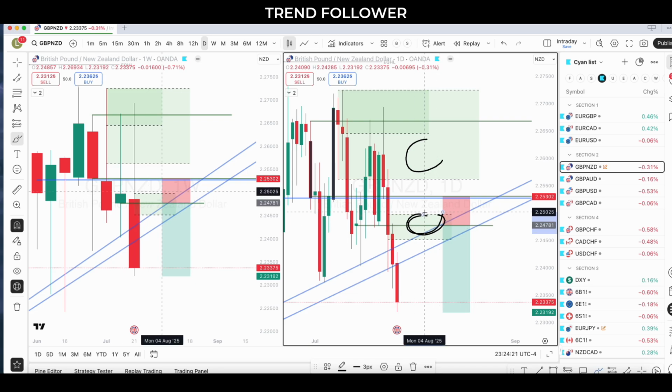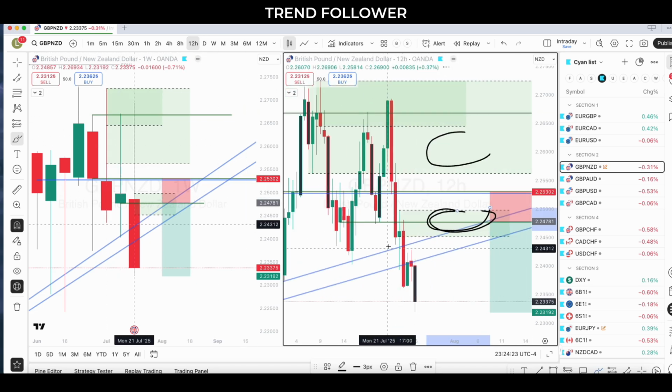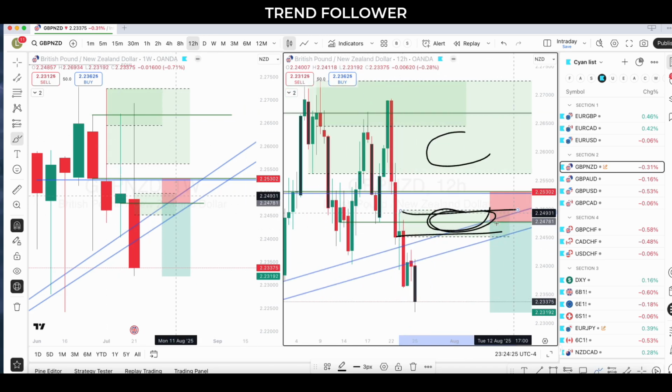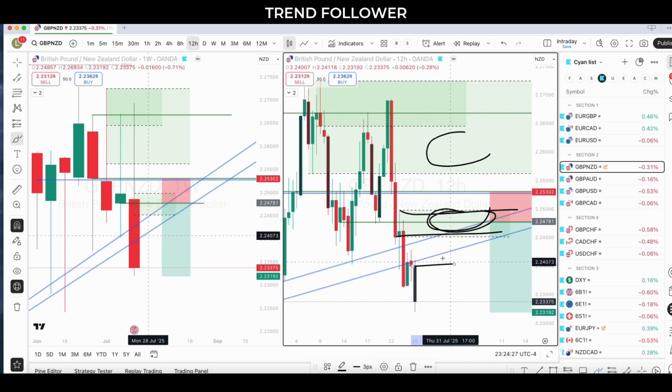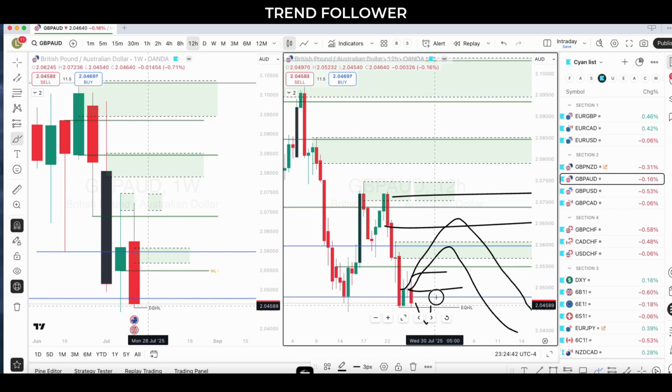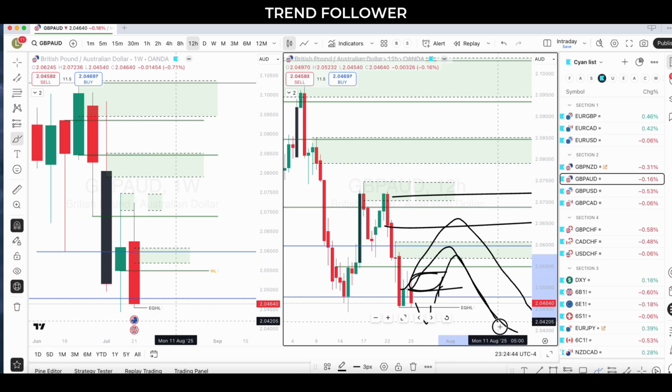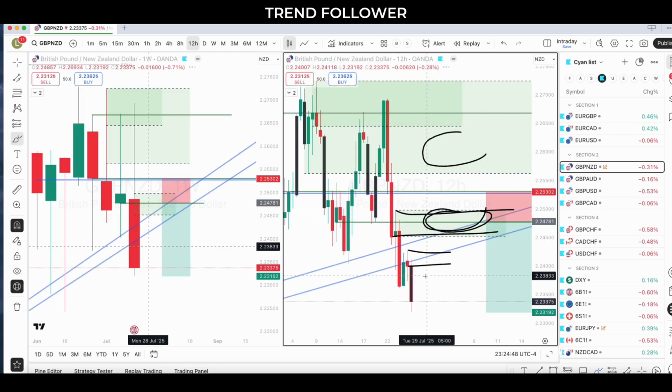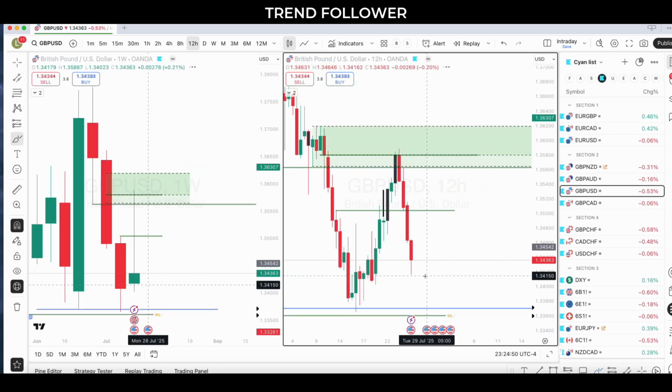Either they come in this region. Why this region? If you see the 12-hour chart, there's a clear 12-hour supply, which I really like, and there's a clear 12-hour supply here. So let's say it does something like this, comes here, breaks this, becomes weak here, and then goes down, right? Similarly on GBPAUD, let's say it comes here, then there is a 12-hour supply, comes here, becomes weak, and then comes here and then comes down, right? So that's the thought process I have on GBPNZD and GBPAUD.